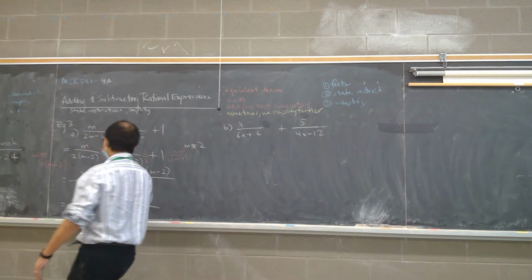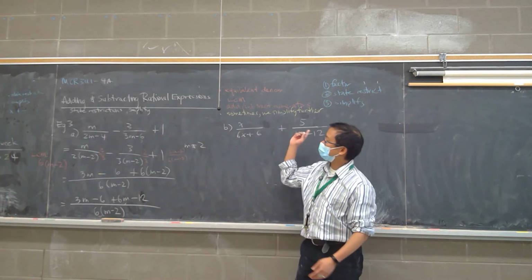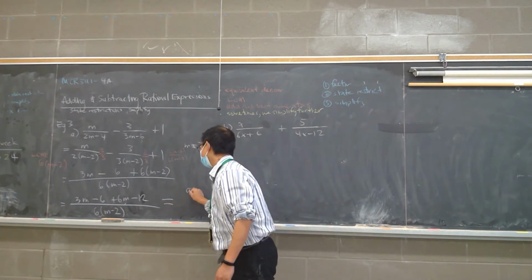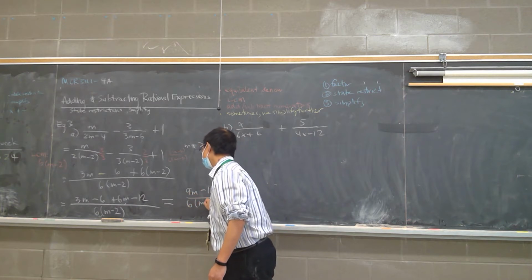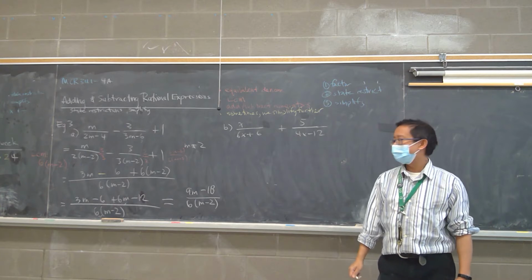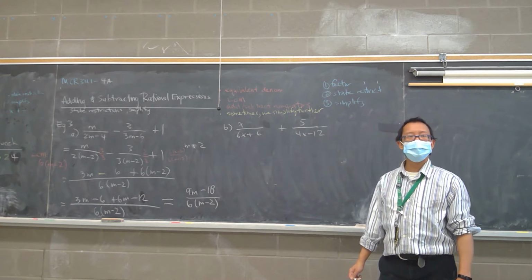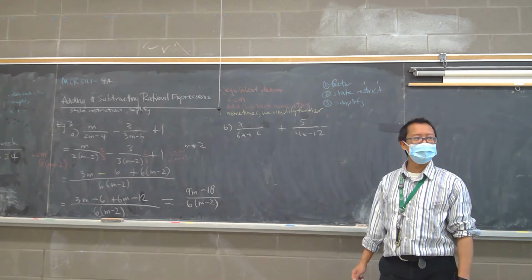And the reason why I do not expand the denominator is because sometimes, again, a lot of you realize sometimes we have to divide out. This is bad math. 3m plus 6m is 9m minus 18 over 6 times m minus 2. Anyone see anything suspicious? Anybody? Anyone see anything interesting with that 9m minus 18?